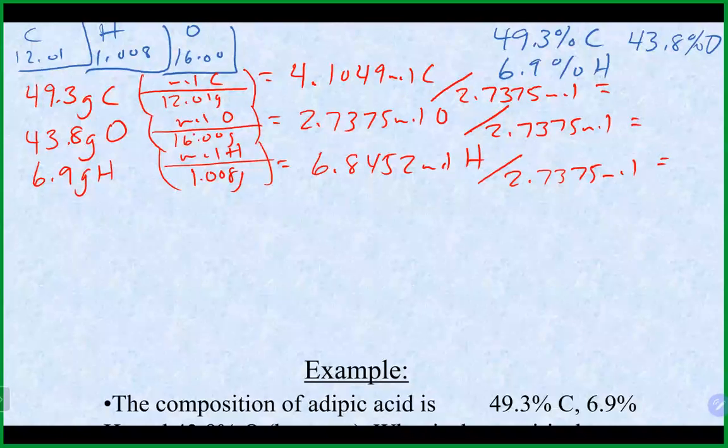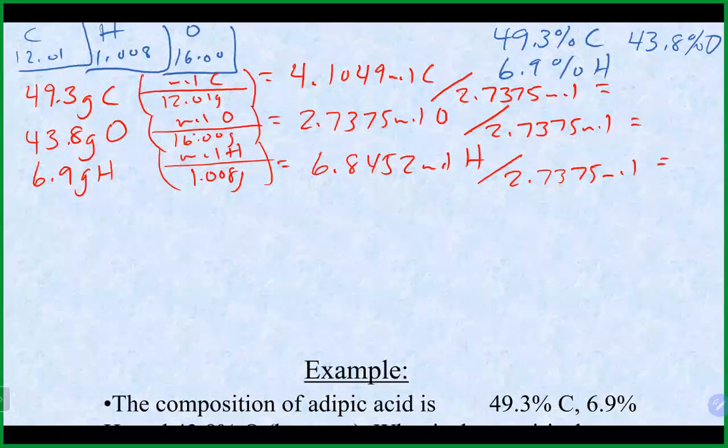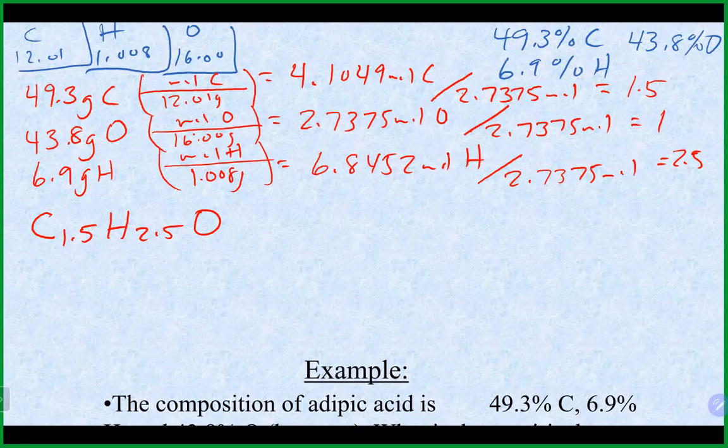So in the case of the top one, that should give us about 1.5. This one here is obviously going to give us 1, and 6.8452 divided by 2.7375 is going to give us 2.5. So in this case, we would have C 1.5, H 2.5, and O 1. We do have a couple here that are not whole numbers, and again, are too far to round.